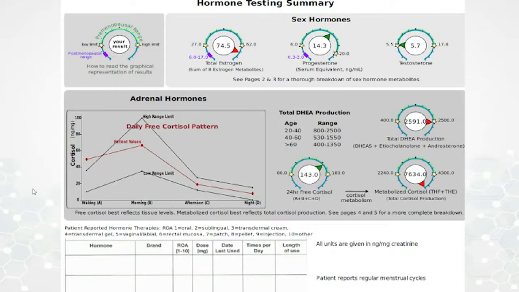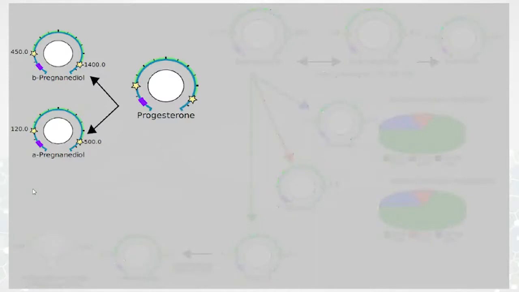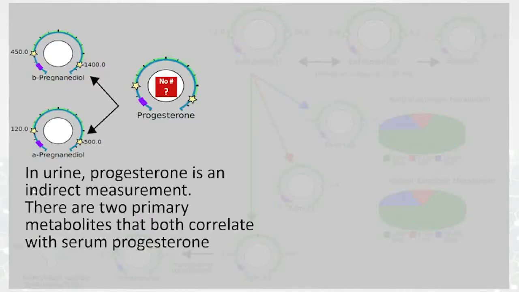You've seen on page 1 the total of the estrogens and then the progesterone as a serum equivalent for female patients. So as we dig into page 3, we can see the detailed breakdown of all of these hormones. So starting with progesterone, we can see there are 2 primary metabolites here. The reason there's no number listed here for progesterone is because, again, it's not in urine. It has to get turned into these other metabolites before you see it in urine.